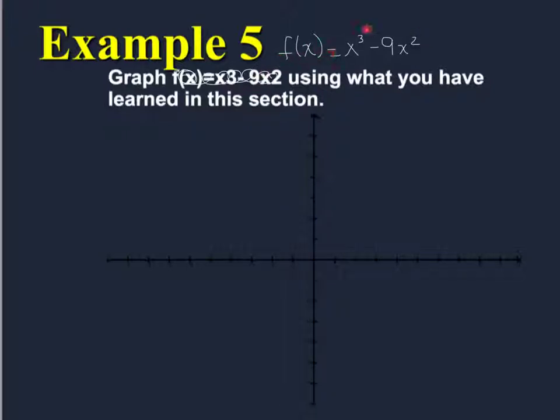This should read x cubed minus 9x squared. So we're going to graph it using what we've learned in this section. I'm going to break down those steps again. Let's take a look at step number 1. We're going to determine the end behavior. What is the end behavior for this function? It's odd. The leading coefficient is positive. So what does that mean as far as your end behavior goes? Rises right, falls left, right?